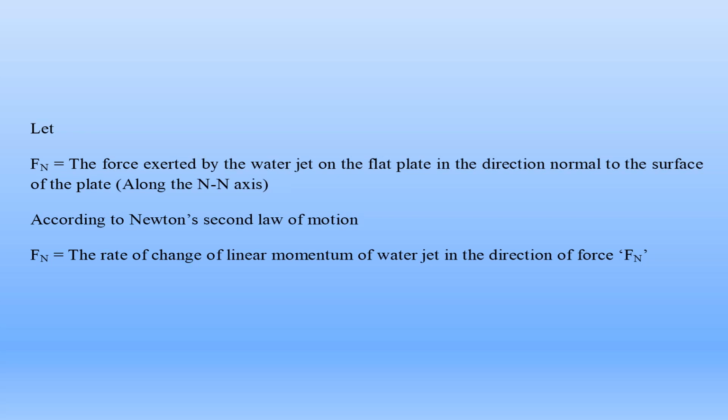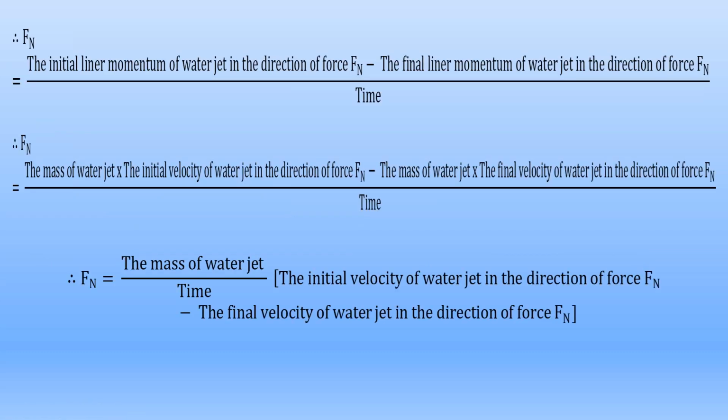The force Fn is perpendicular to the inclined flat plate. According to Newton's second law, Fn is equal to the rate of change of linear momentum of water jet in the direction of force Fn. This is Newton's second law. Since we are finding the force Fn, consider the linear momentum in the direction of force Fn. So Fn is equal to the rate of change of linear momentum of water jet in the direction of force Fn.